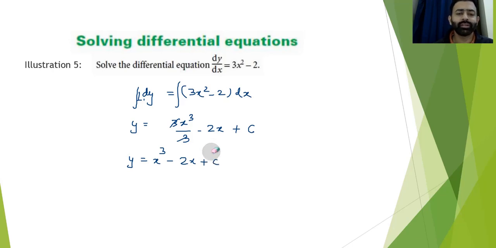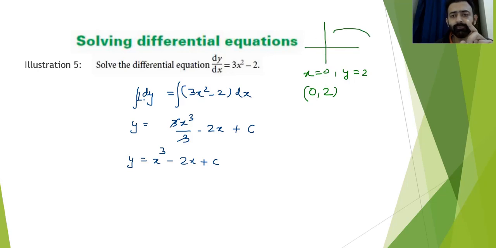Particular solution is that for a particular value of x and y, you will get a particular solution, right? A particular function whose derivative is given, right? For example, if you consider that there is a point, let us say 0, 2, which is lying on the curve. This is the condition given, that there is a point 0, 2, which is lying on the curve, right? So that means the value of x is 0 and value of y is 2, because if this point is lying on the curve, let us say this is the curve, right?